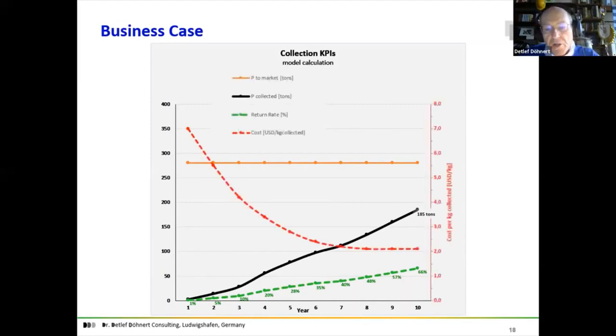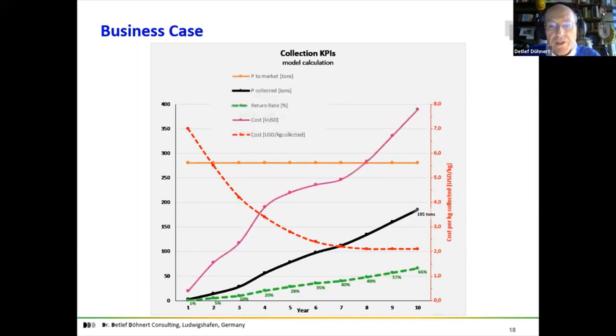And you see that red curve shows you the specific cost, the cost per kilogram collected. And that follows somehow a Boston Consulting curve. That means with increasing experience and time, the specific cost will decrease. That is based on experience and also on the economics of scale. If you multiply quantity with specific cost, you have the cost of the system.